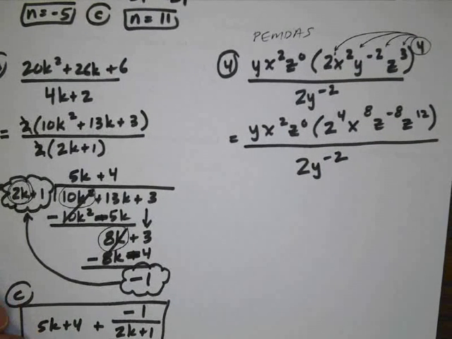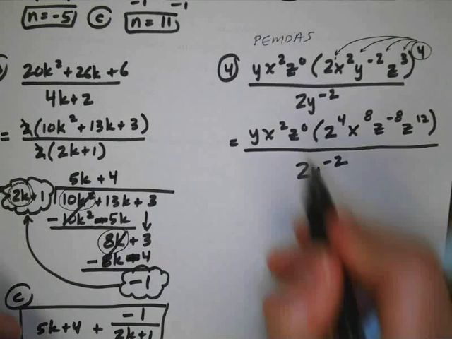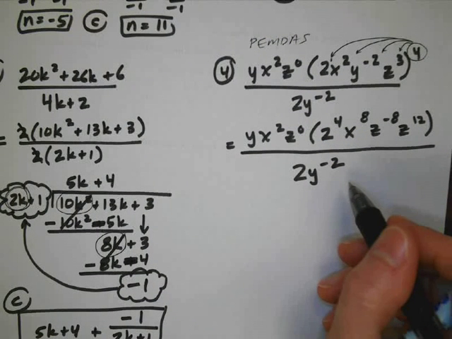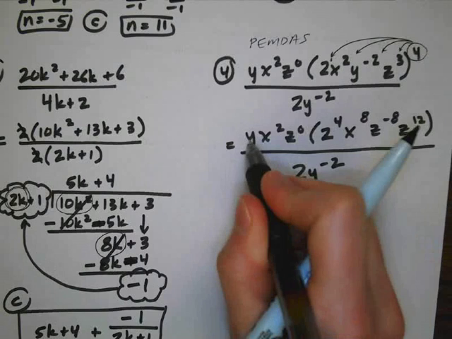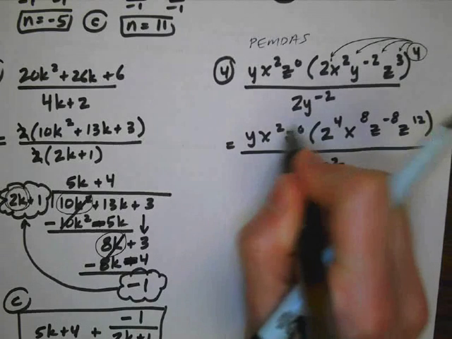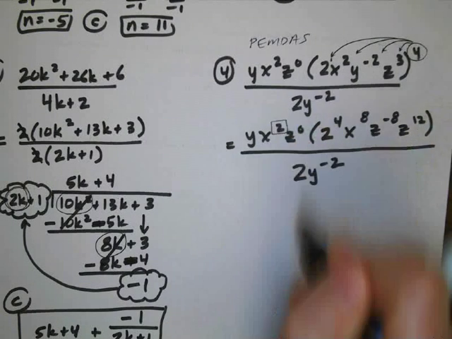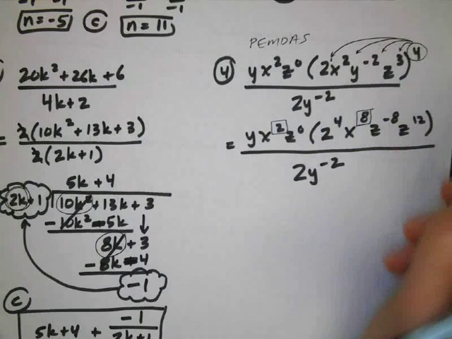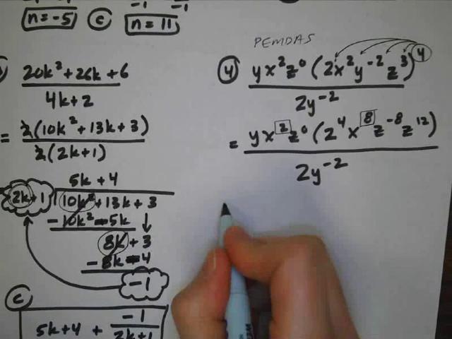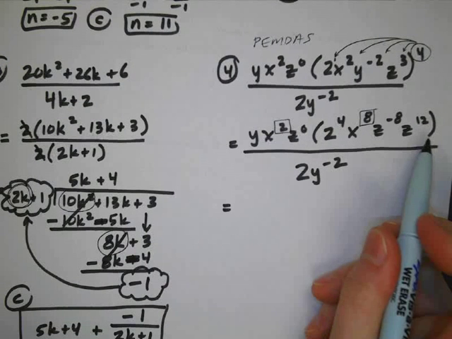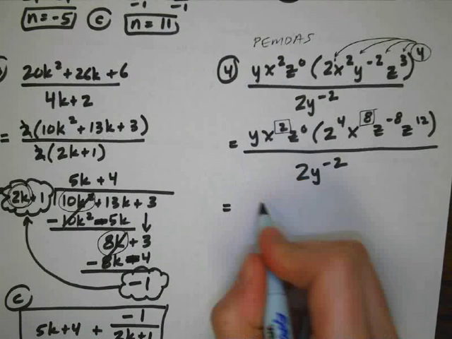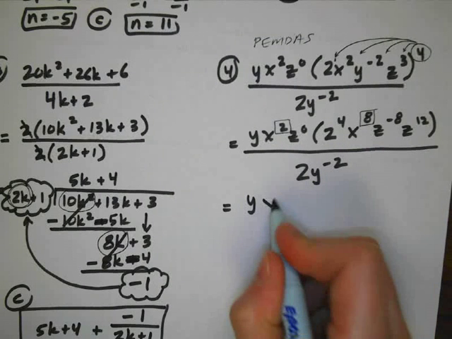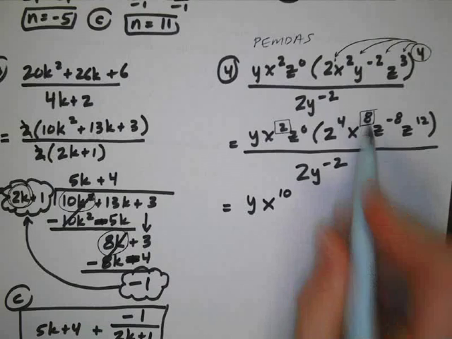From here, in the numerator, we're going to combine all of the terms that have the same base. We've got only one y, so we're going to leave that alone. But we have the x squared and x to the 8th, and we're going to combine those. Remember, when you're combining in the same line, you're combining by addition. So let's leave that y there. And then x squared and x to the 8th combine to be x to the 10th. Again, 2 plus 8 is 10.